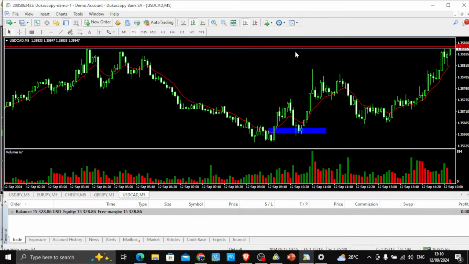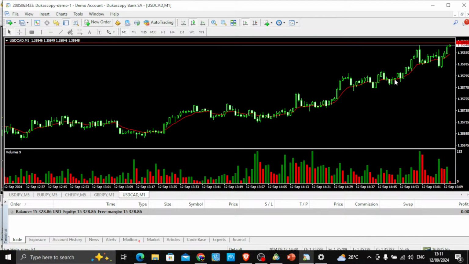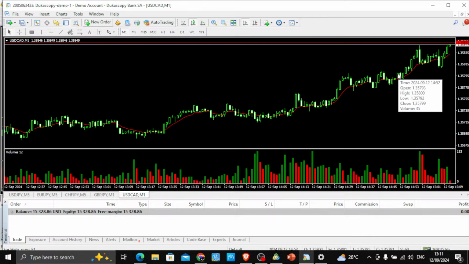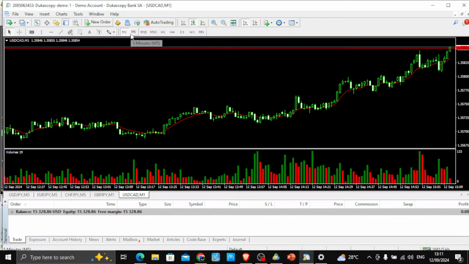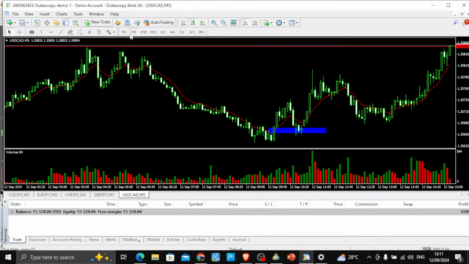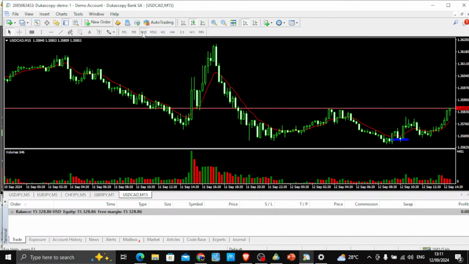But just check what happens here. Check what happens. A 1 minute chart can be highly volatile. Yes. So let's check what happens here. If here is taken out, we now wait.